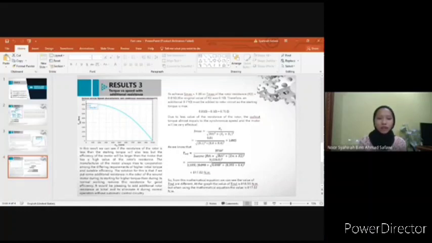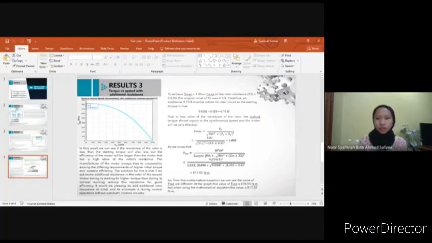The manufacturer of the motor always tries to find a compromise among the differing requirements of higher initial torque and suitable efficiency. So the solution for this is that we put some additional resistance in the rotor of the motor during its starting for the higher torque, then during its normal working, remove this resistance for good efficiency. It would be pleasing to add additional rotor resistance at the initial and to eliminate it during normal operation without automatic control circuits.